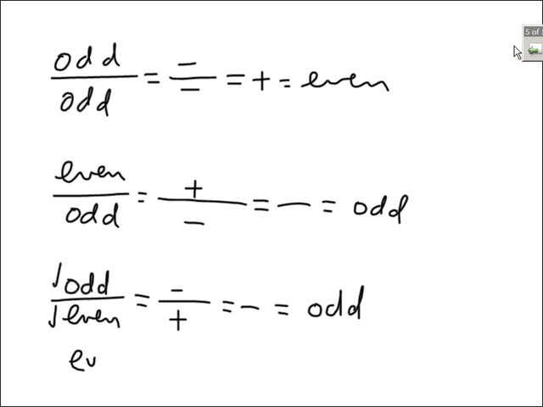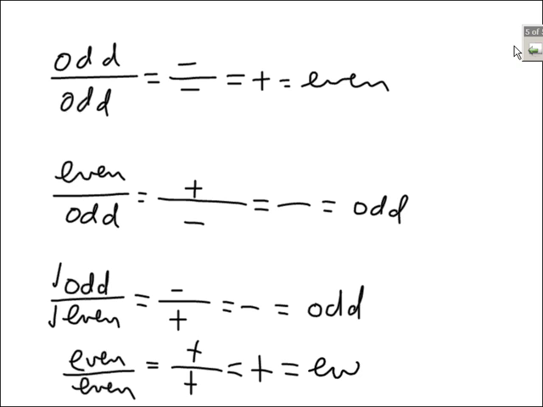If you have an even divided by an even, even is positive. Positive over positive is positive. Positive is even. So you don't even have to go through plugging in negative x and see what you get.